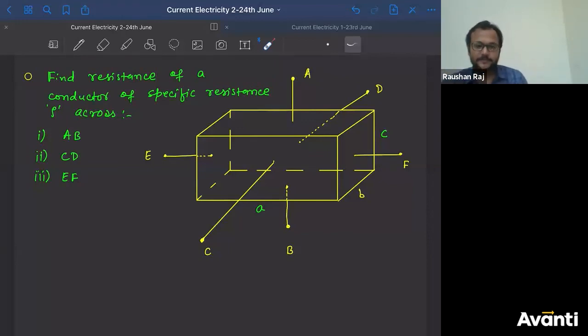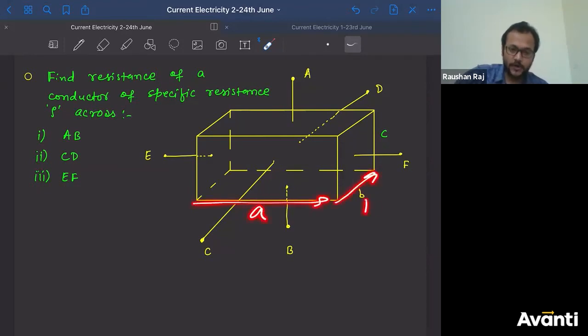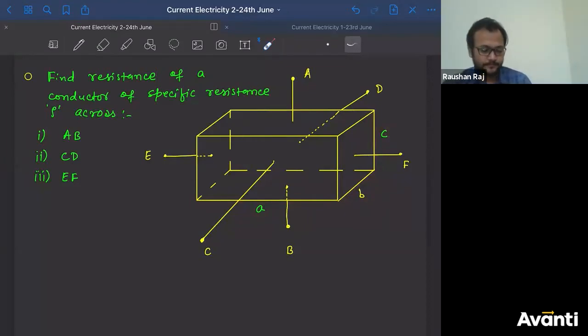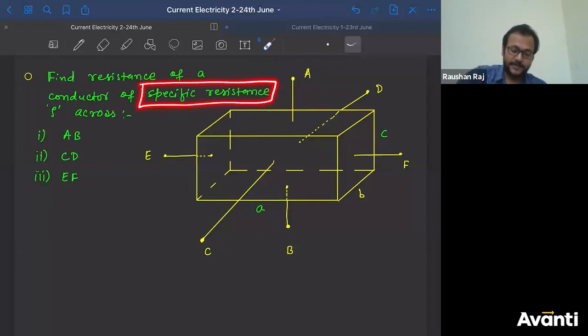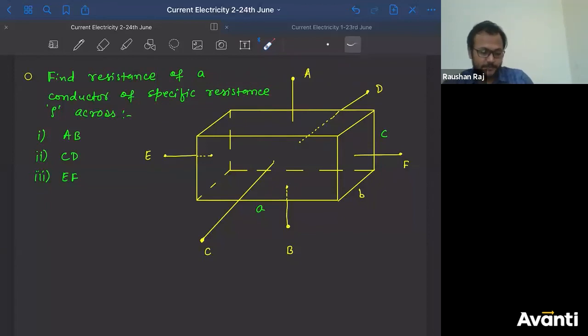Chalo, now try to get the answer for this question. All the dimensions are given to you in this question. This length is small a, this length is small b, this length is small c. Resistivity is rho. Specific resistance is also called resistivity, or resistivity is also called specific resistance. Okay, don't worry, this is not a new term. All right, now get the answer for the first question.